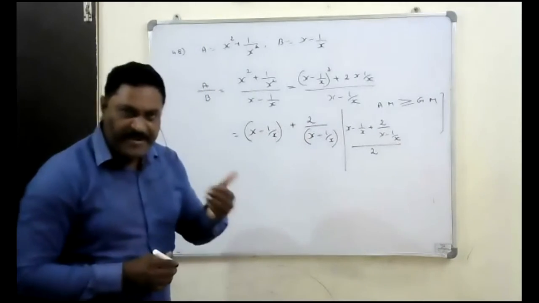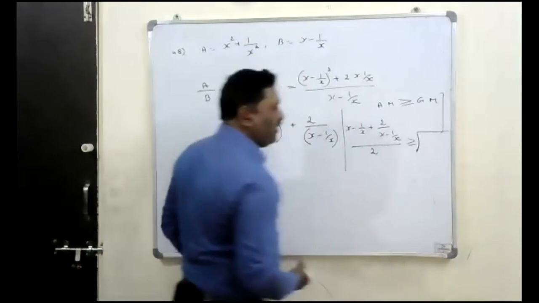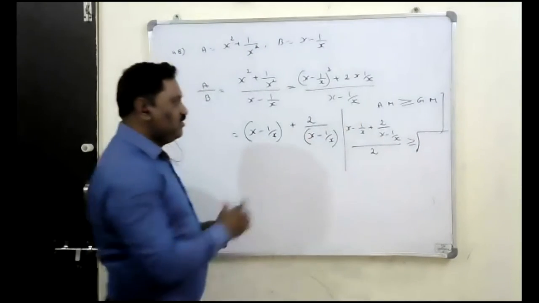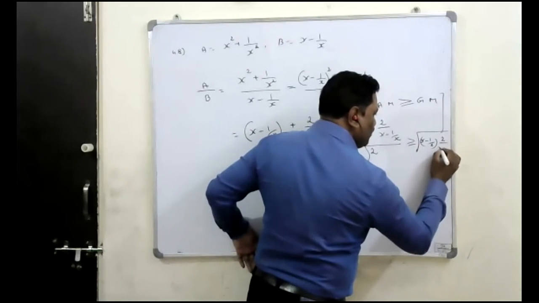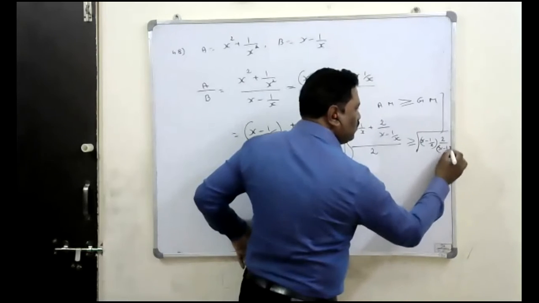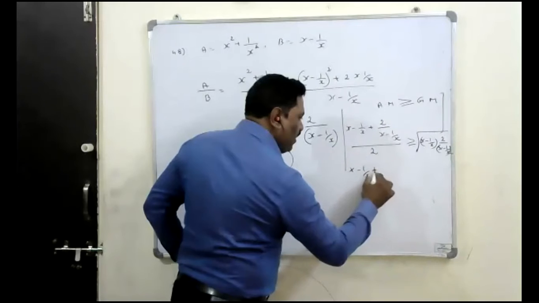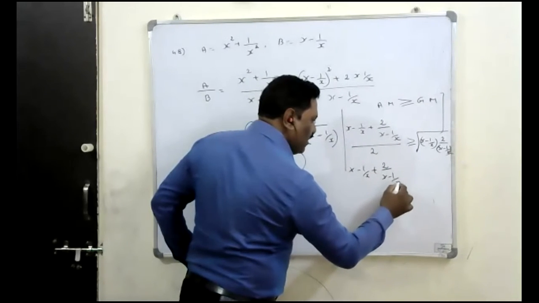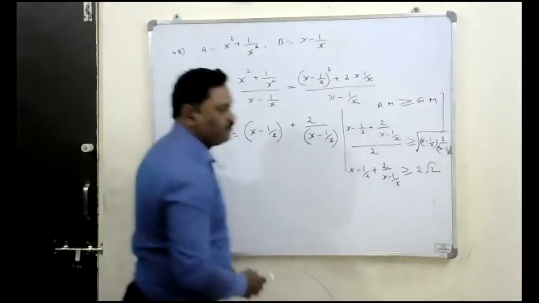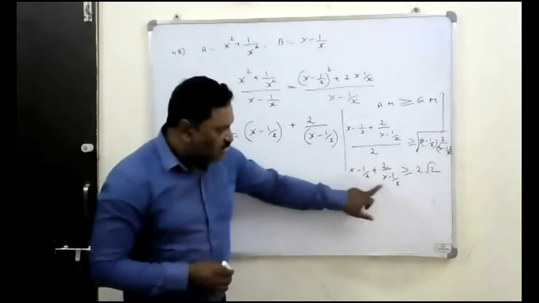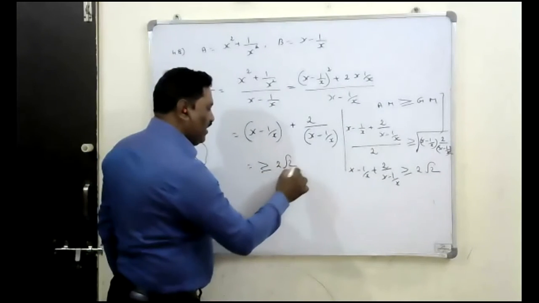That is, a plus b by 2, the arithmetic mean, is greater than or equal to their geometric mean, that is root ab, under root x minus 1 by x into 2 by x minus 1 by x. This is the geometric mean. So this is getting cancelled. Therefore, x minus 1 by x plus 2 by x minus 1 by x is greater than or equal to, taking the 2 to the other side, 2 into root 2. We got 2 root 2. That's why the least value is 2 root 2. Therefore, this is greater than or equal to 2 root 2 always.